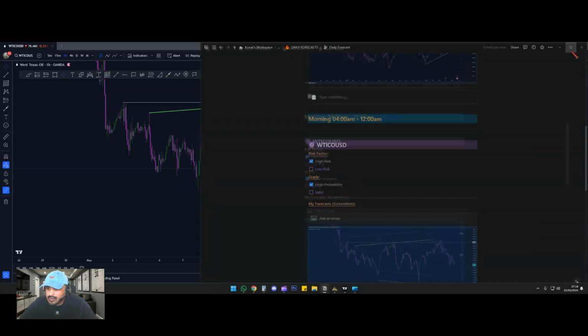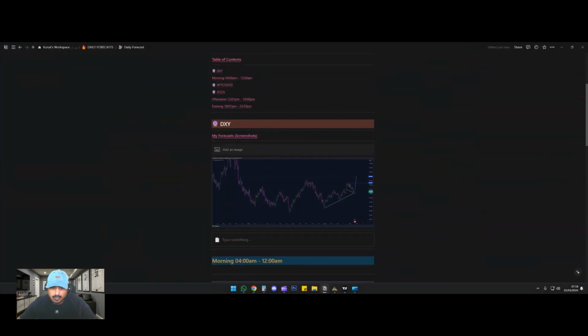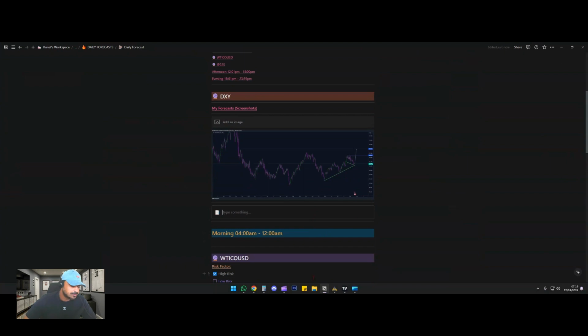So now we go back to Notion. I've got my screenshots on there. What I'll do is actually I'll just talk about them. So, quite simply, the DXY has been moving down in a corrective squeeze. It has been stalling for over a week, and I think more than a week, to be honest.